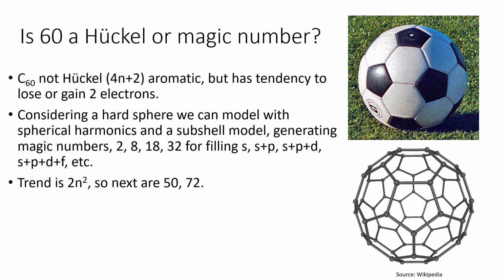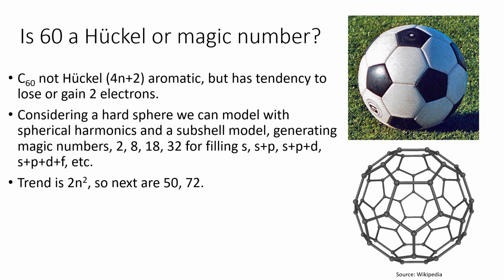Well, it's 2n squared, isn't it? Where n is, you can take n as successive integers. And so again, we can extend this pattern of 2n squared, and then the next ones are 50 and 72, which is a bit disappointing in a way, because we were hoping to see the number 60. It would have been nice if 60 was one of these numbers. We could say, oh look, that's why Buckminsterfullerene is so stable.